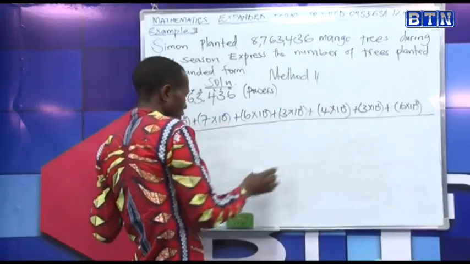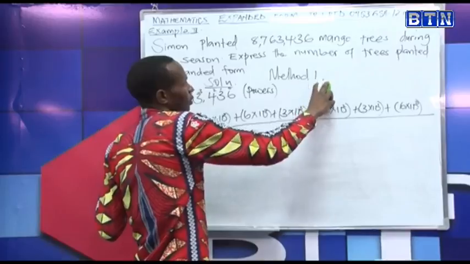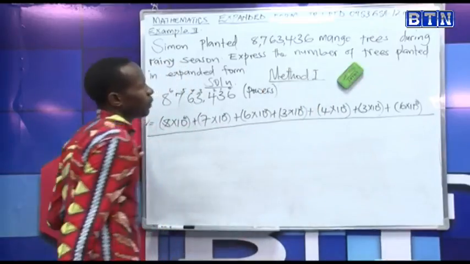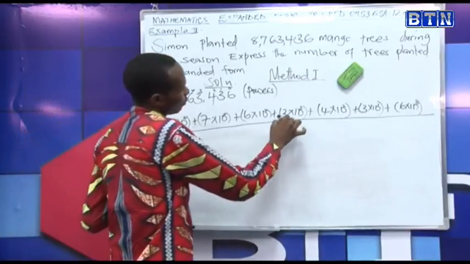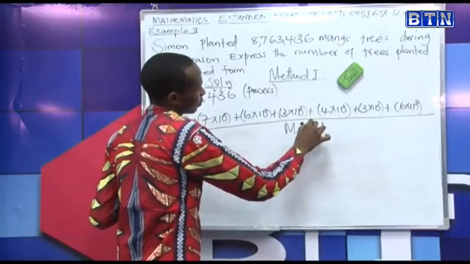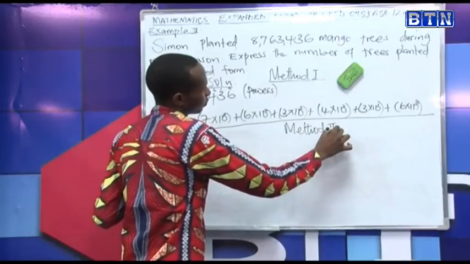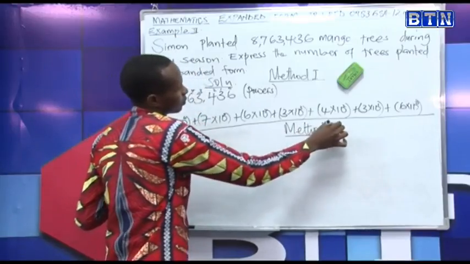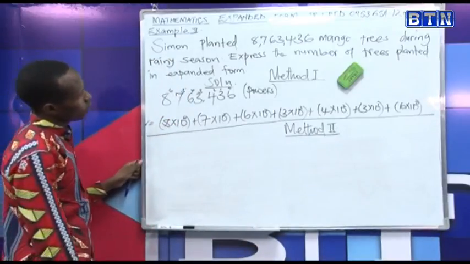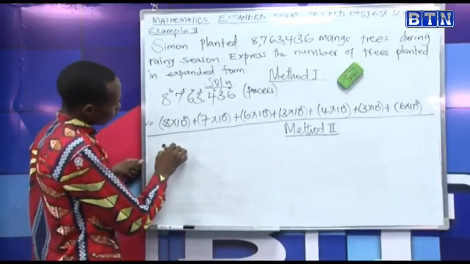This one here, let's call it method 1. This is method 1. So I want us to look at method 2, if that is method 1. That is method 1. Now we are going to method 2. Method 2, we shall first of all also copy the question.